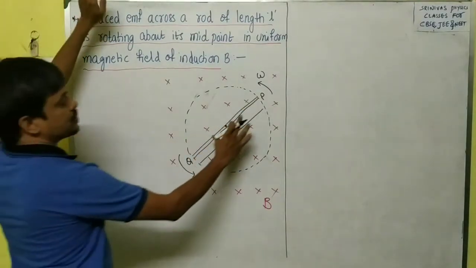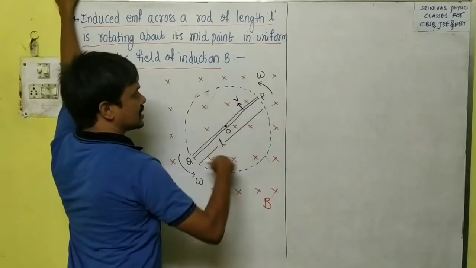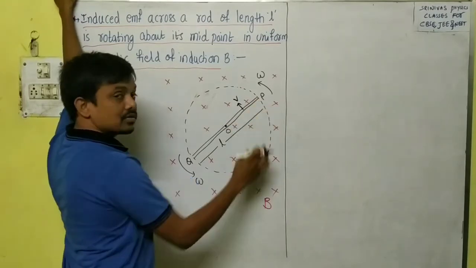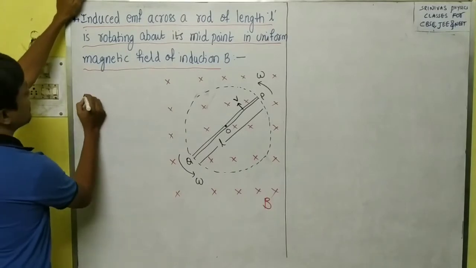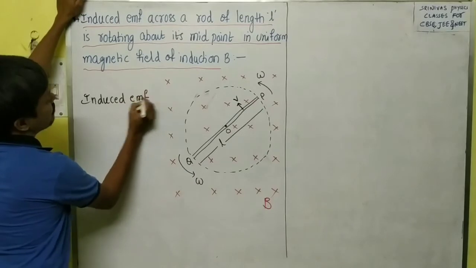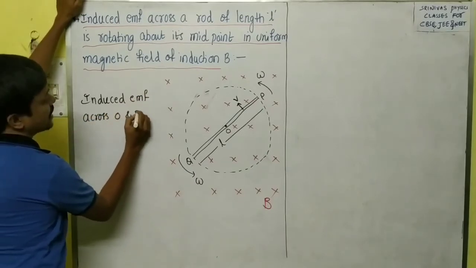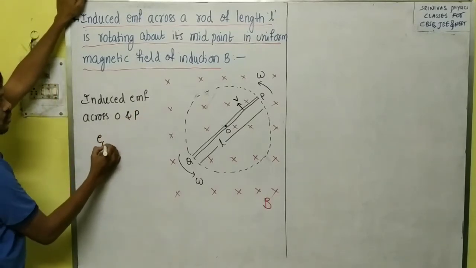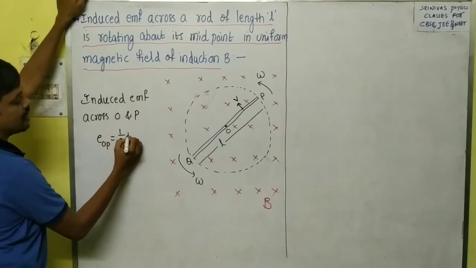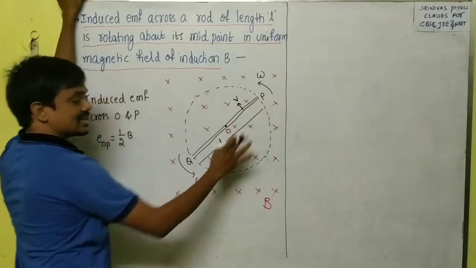First, this part we already know: if this part rotates with angular velocity omega, and we consider only this part, some EMF is induced across it, which we already derived. Here we write the induced EMF across O and P. What is that formula? Half B L square omega we can use. We derived this previously, but its length is not L, its length is L by 2.